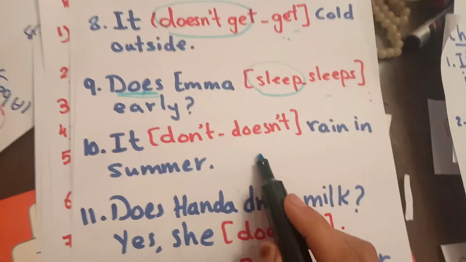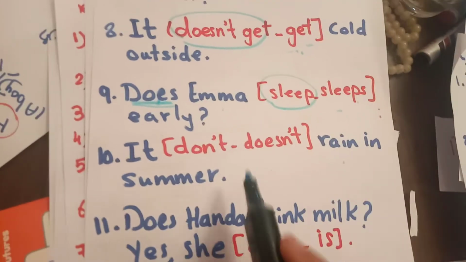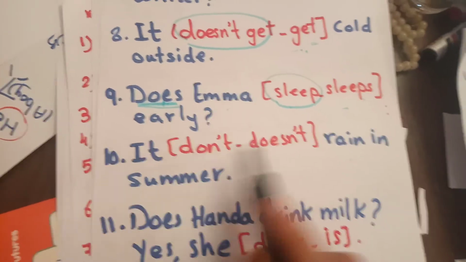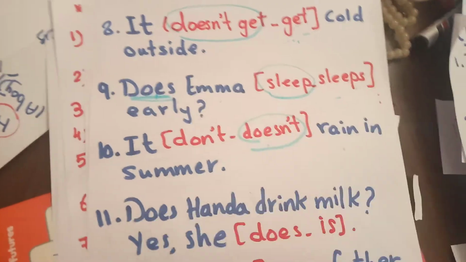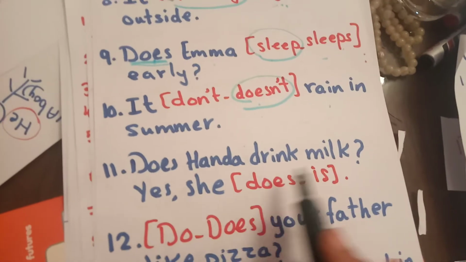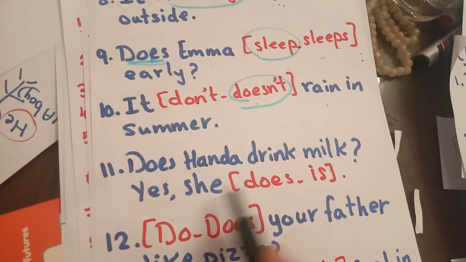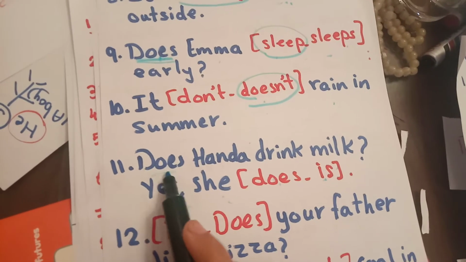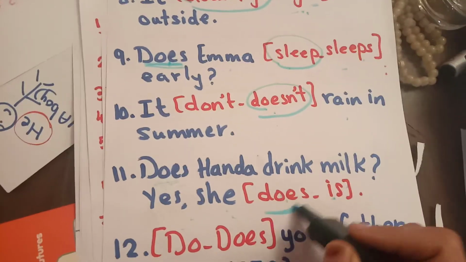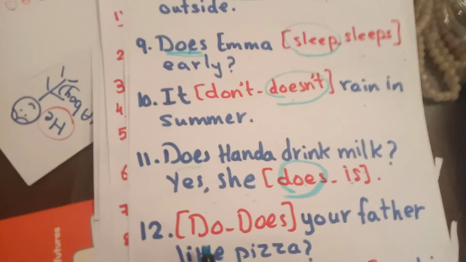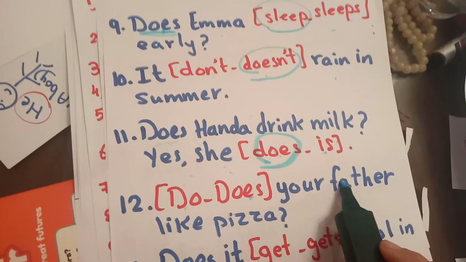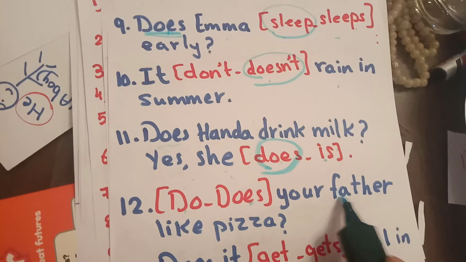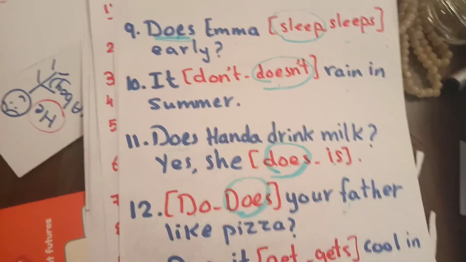It don't or it doesn't rain? It comes with don't or with doesn't. Doesn't. Does Hannah drink milk? Yes, she does or yes, she is? Look at the question, it starts with does. I ask you using does, so you have to answer using does. Do or does your father like pizza? Your father, he, comes with does.